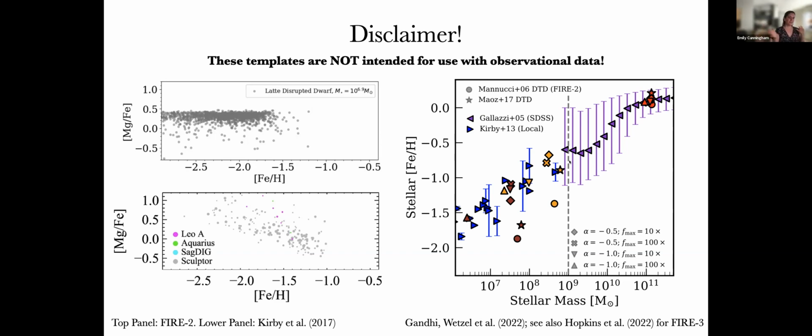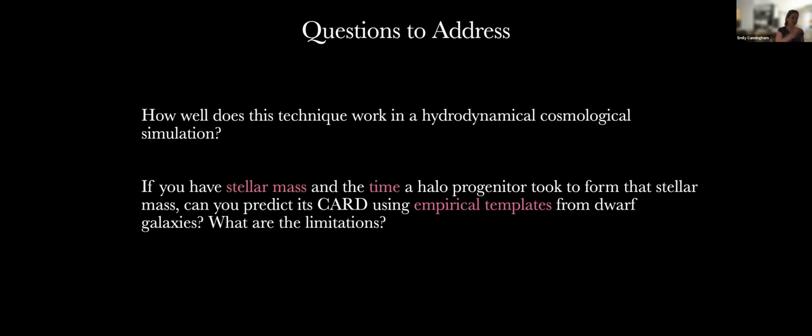But I just want to say, it's okay with me that these templates aren't safe for use with observational data yet, because that's not really the point of this paper. The point of this paper is to say, if we have reasonable templates in FIRE, can we recover the assembly history within FIRE? We have galaxies, we have a stellar halo and dwarf galaxies that are formed in the same universe, and that's what we care about. So in principle, if we find that this CARDS method is working in FIRE, that gives us more confidence that it'll work in observational data if we have observational empirical templates.